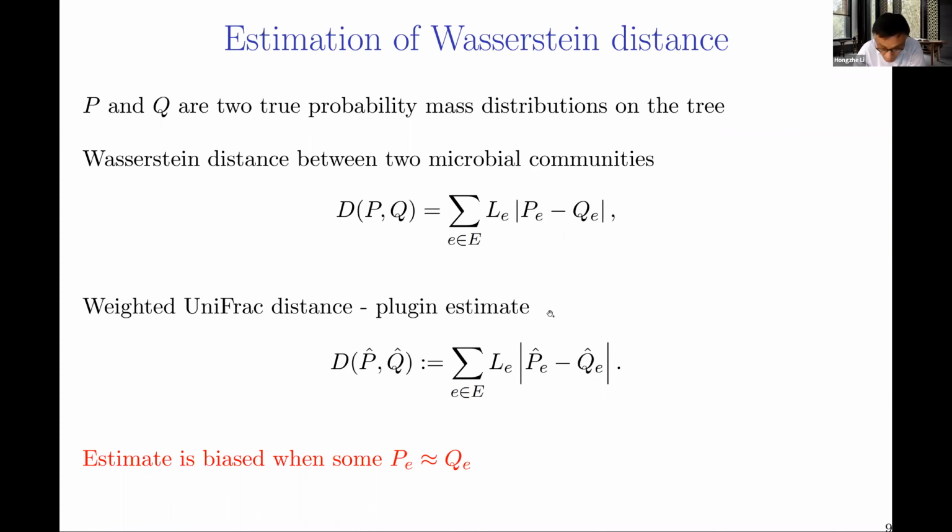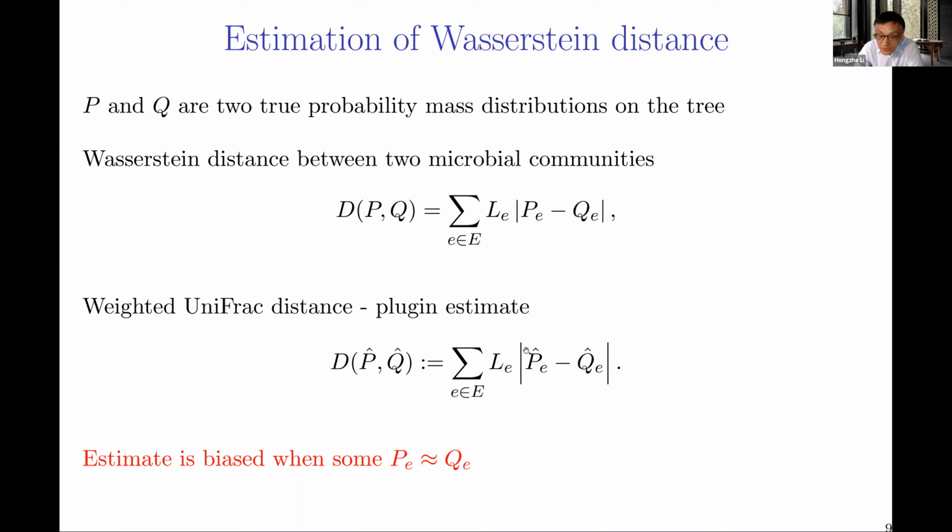However, if you look carefully, this does not actually give a good estimate of the true distance. The reason is that the distance is typically written as a sum of absolute values of differences. So in theory, the plug-in estimate may not be good when PE and QE, the true values, are really close to each other. If they're really close, the difference is close to 0.